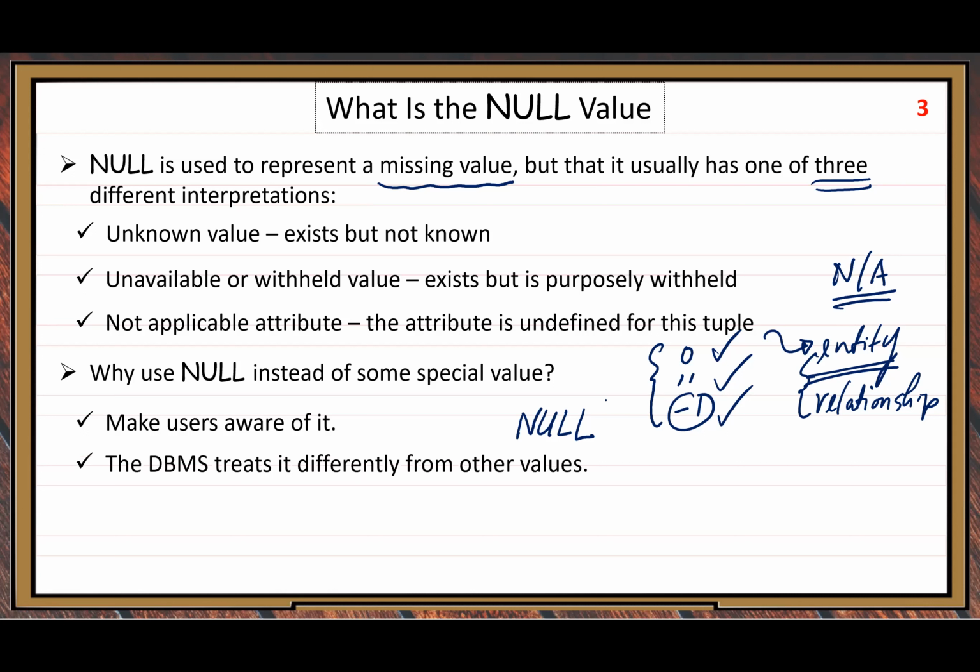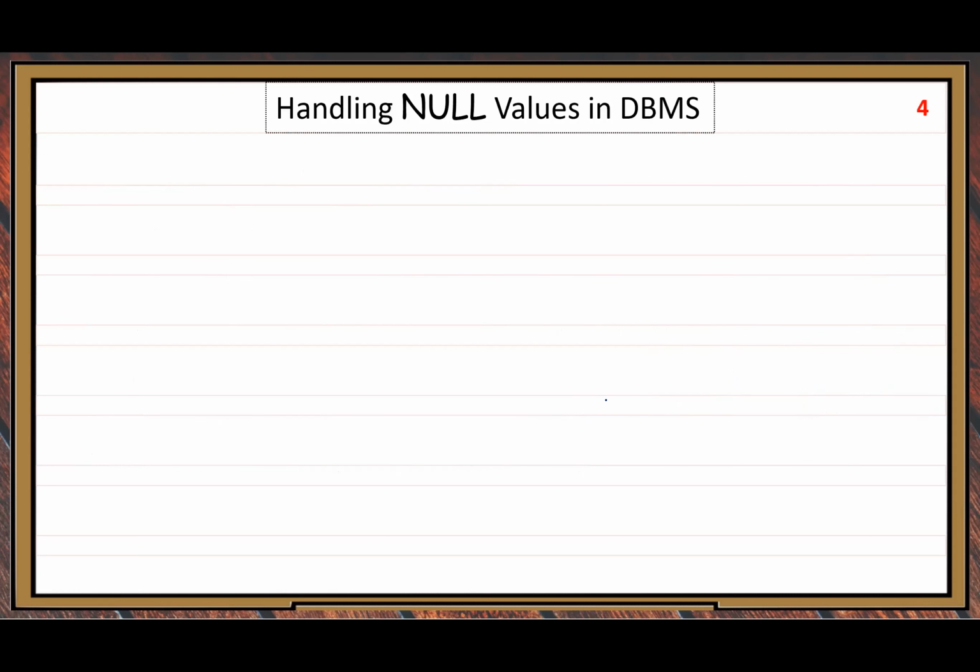The DBMS treats it differently from other values. Later, when you do queries and encounter null values, the behavior will be different. So that's the reason we need to study this value carefully. Otherwise, later when you do queries, you will get a lot of unexpected results.